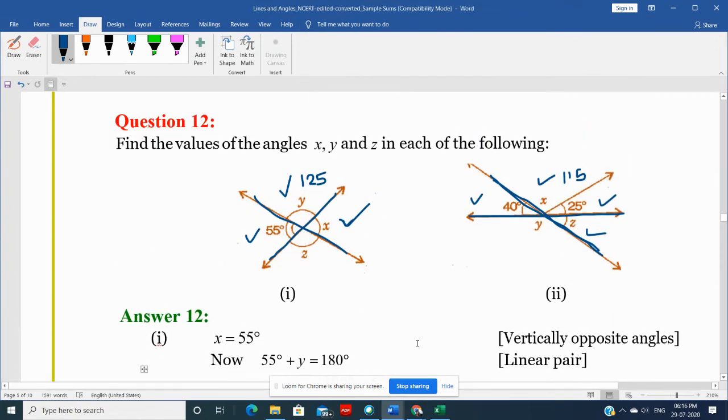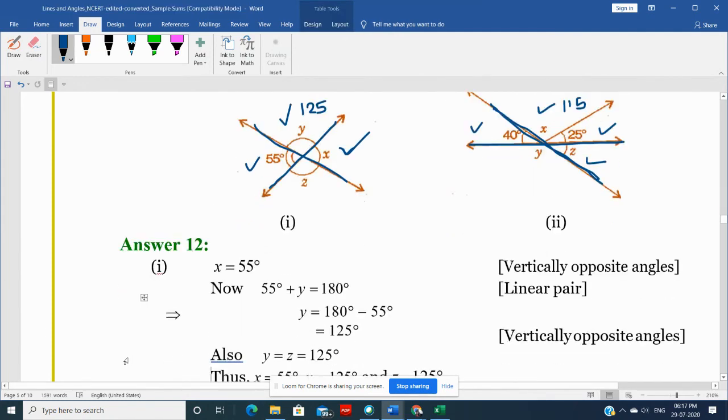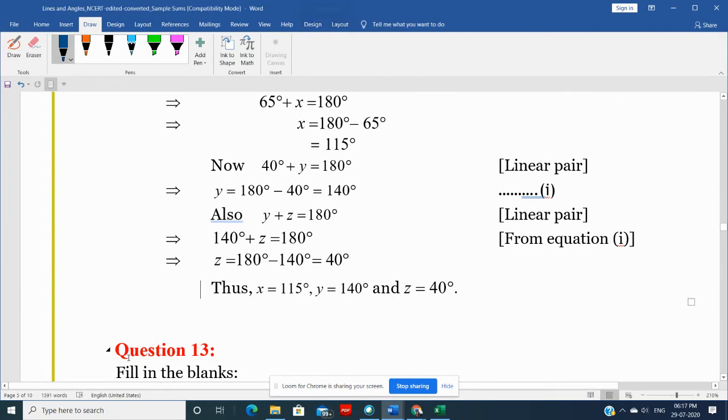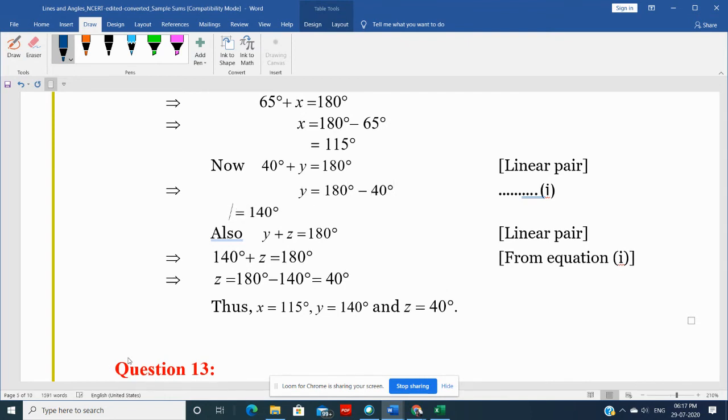See, with the help of this also we can do this. 40 plus y. These three angles are also making a linear pair and these two also are making a linear pair. So we'll just write 40 plus y, because that's easy. So 40 plus y is equal to 180 because they are making a linear pair. And if you want to find y, y is equal to 180 minus 40, and that gives me 140. All right.